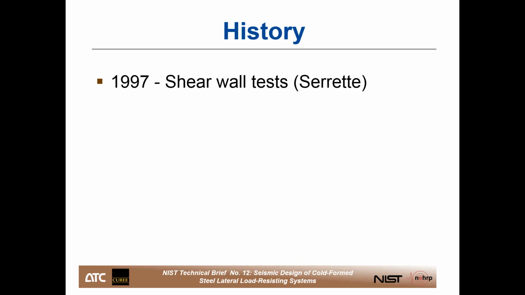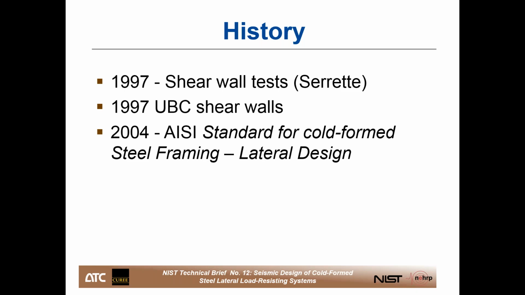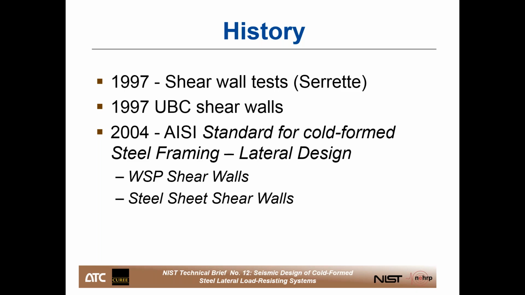So some of the first research into CFS shear walls was completed by Dr. Renaud Serrette at the University of Santa Clara about 1997. Those shear wall strengths were adopted in the 1997 UBC, or the Uniform Building Code, which was the predecessor to the International Building Code, IBC. And in 2004, AISI published the standard for cold form steel framing lateral design. That standard included provisions for wood structural panel shear walls, steel sheet shear walls, and also diaphragms.